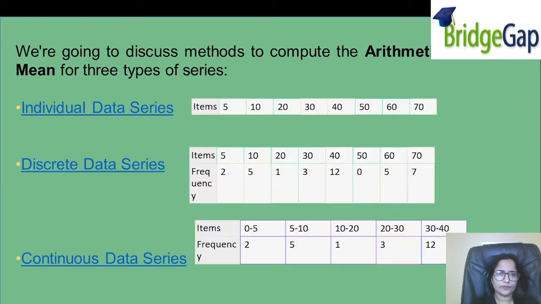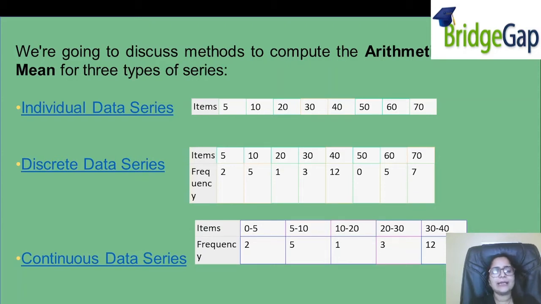Now, we are going to discuss the methods of computing the arithmetic mean for three types of series. First comes the individual data series, in which only one item is given to us. We have a series of data for one particular thing. Then there is the discrete data series. We have two things in this. We have got values of two things for a particular series. Here we are given the items as well as the frequency.